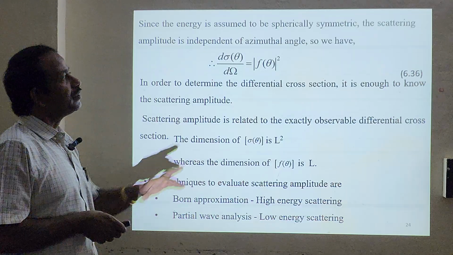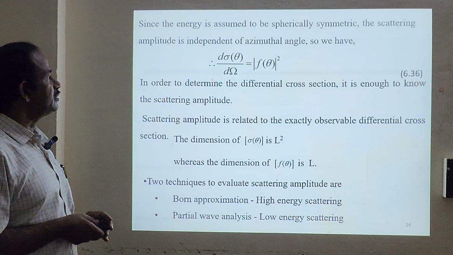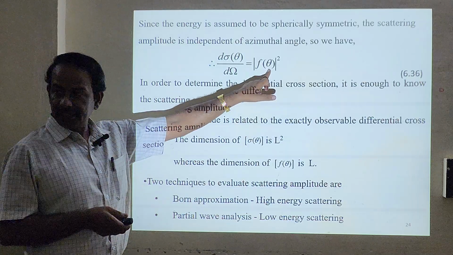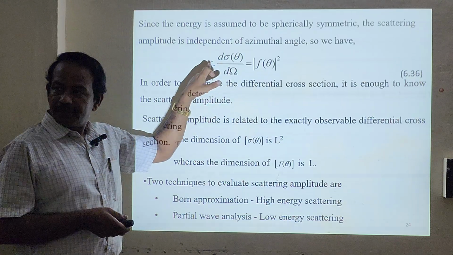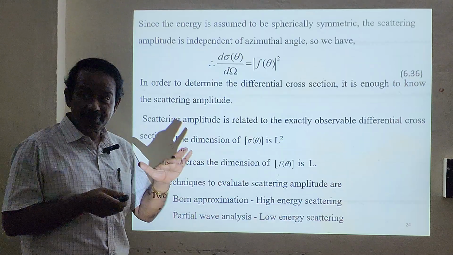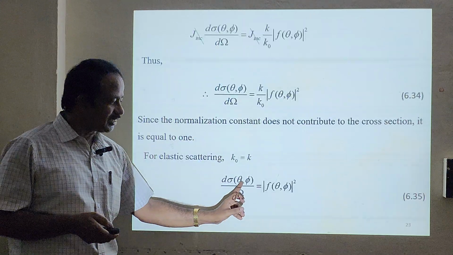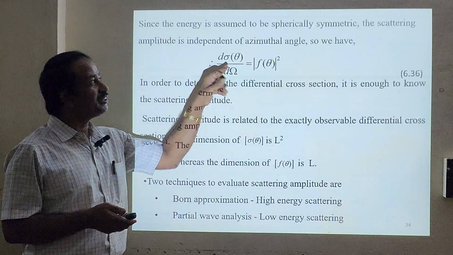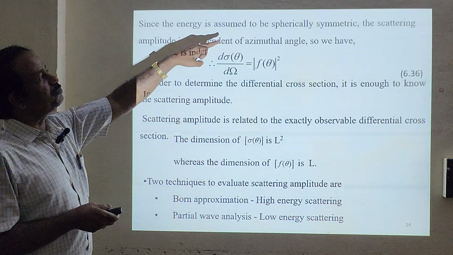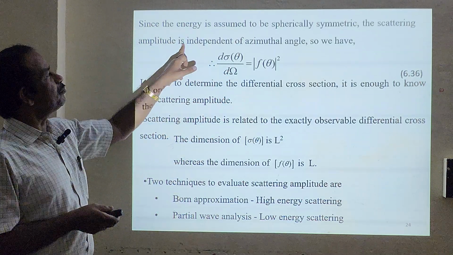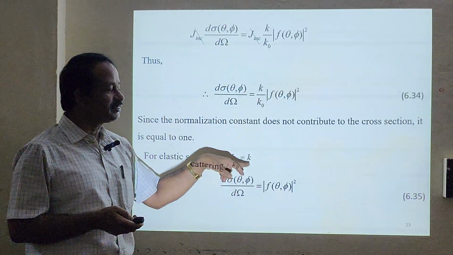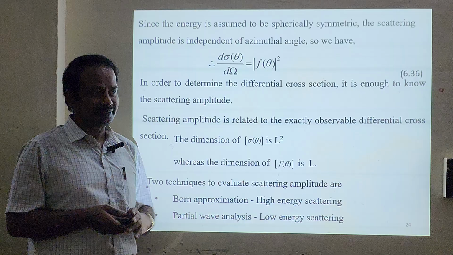As I said earlier, in order to determine the differential cross section, it is enough to know the scattering amplitude. If you know the scattering amplitude, the square of the scattering amplitude will give you the differential cross section. Earlier we said θ comma φ, but we have now omitted φ. The reason is, since the potential is assumed to be spherically symmetric, the scattering amplitude is independent of the azimuthal angle. So it depends only on θ. It does not depend on φ.